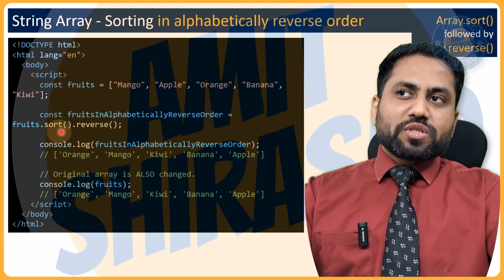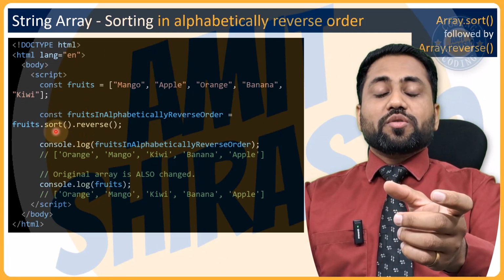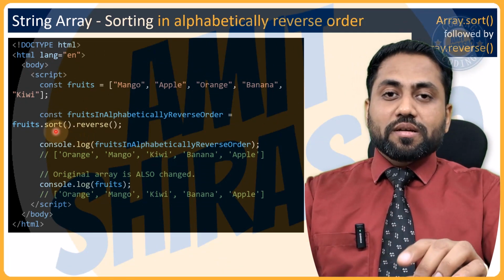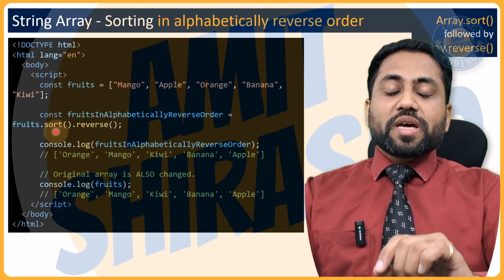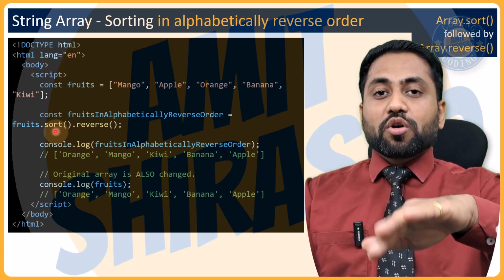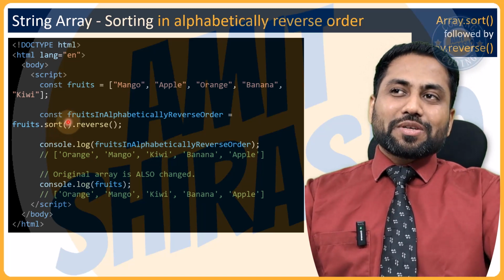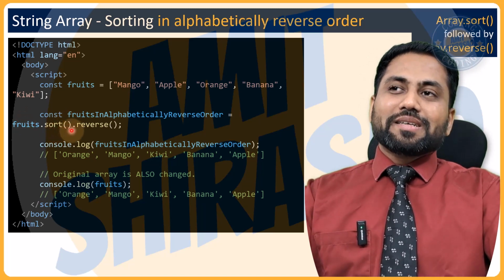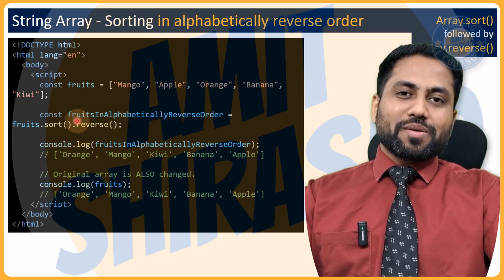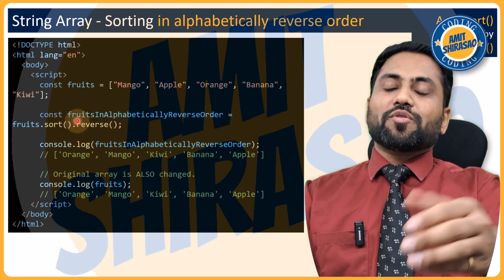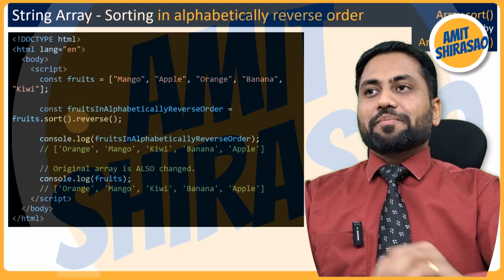Actually, it is wrong to say that you can cascade the methods together. Correct grammar would be, you can cascade the methods on top of each other. Get the idea? Because whatever is the result, on top of that this method is getting called. So cascading the methods on top of each other would be correct grammar.